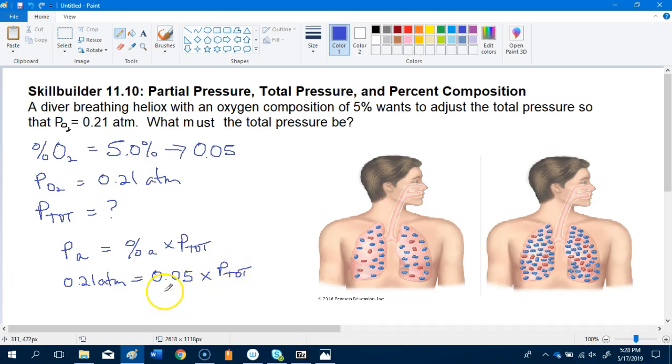So to isolate my total pressure, I'm going to divide both sides by 0.05 in order to cancel that out. And then I will get my total pressure is going to be 0.21 atmospheres divided by 0.05 equals 4.2 atmospheres, which is my total pressure.